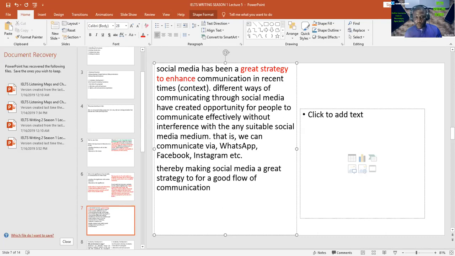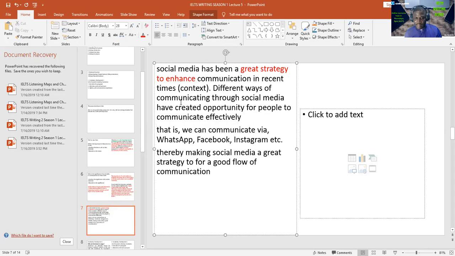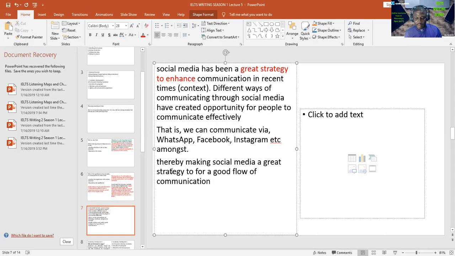Okay, different ways of communicating through the social media have created opportunity for people to communicate effectively without interference with any suitable social media. I don't know what this means. When you say make it possible for people to communicate effectively, fine. But without interference, I don't understand what this means. With any suitable social media, this is not a correct part of the statement. I will delete it because I don't understand it. I'll accept it from here: that is, we can communicate via WhatsApp, Facebook, Instagram. Please don't use etc. in your IELTS. Etc. is not bad, or just use amongst many other platforms, thereby making social media a great strategy for a good flow of communication.